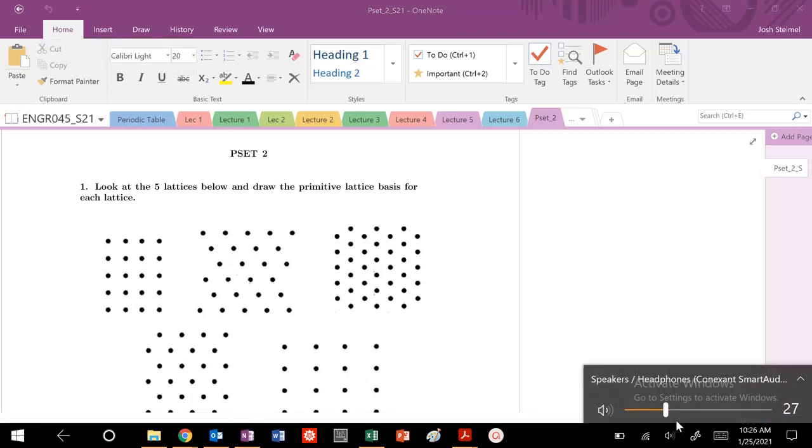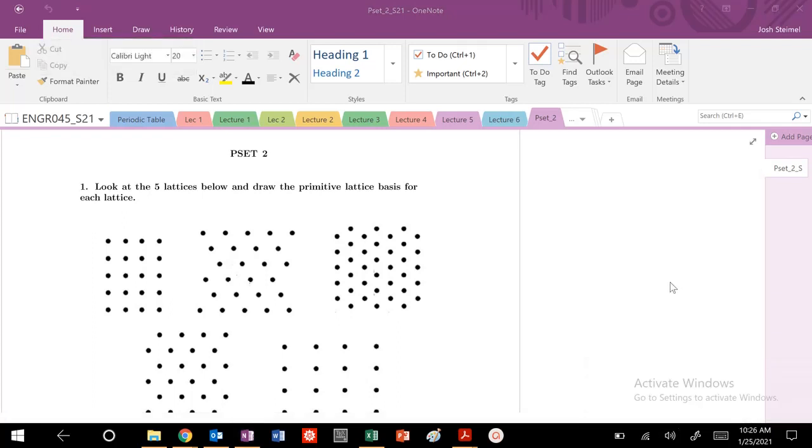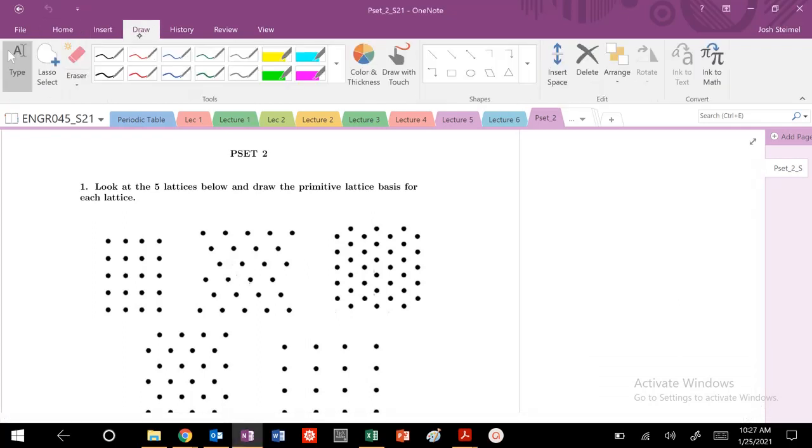We're going to be going through our Pset 2 solutions. A lot of these are figures and drawings, so I want to go through this together.